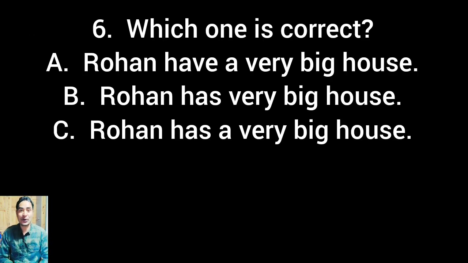Question number 6. Which sentence is correct? A. Rohan have a very big house. B. Rohan has very big house. And C. Rohan has a very big house.